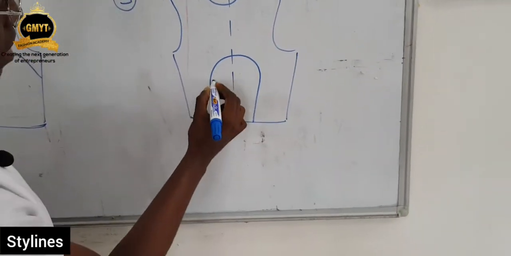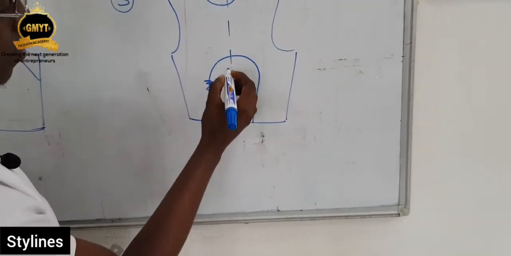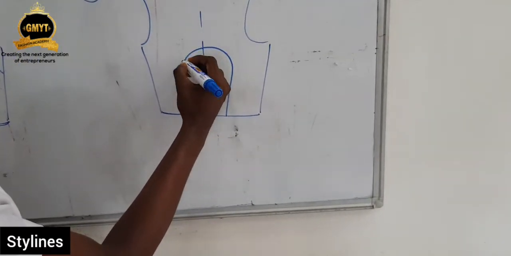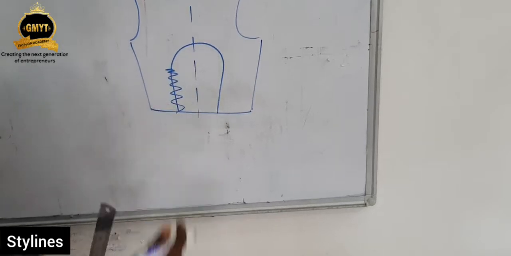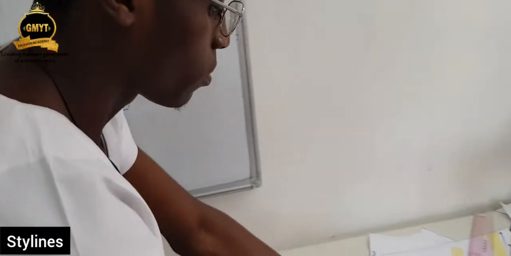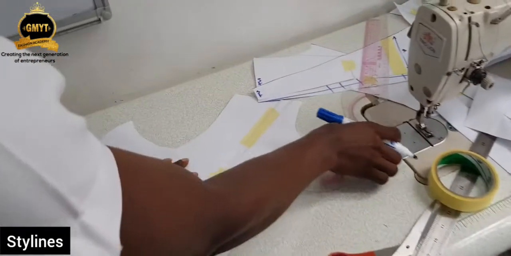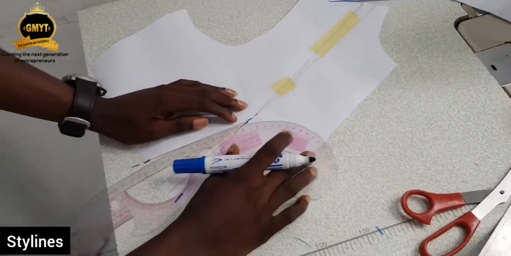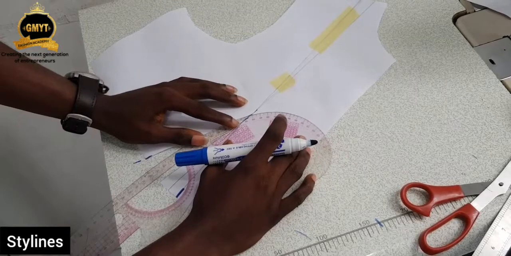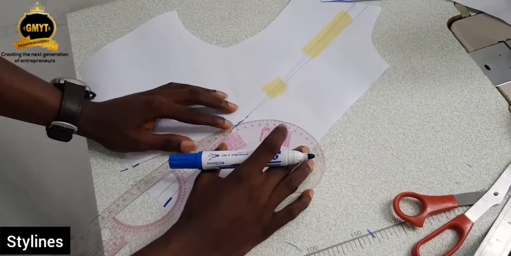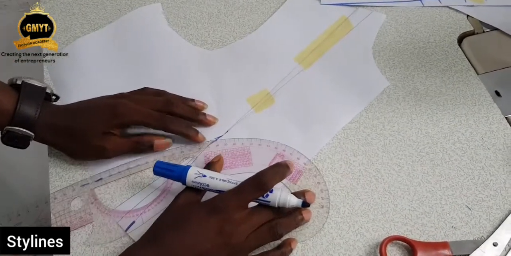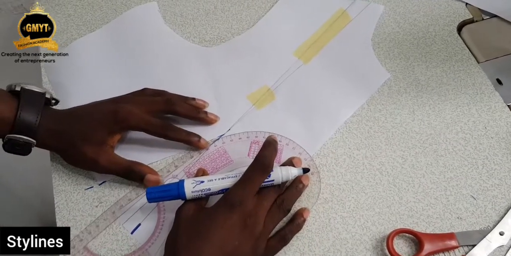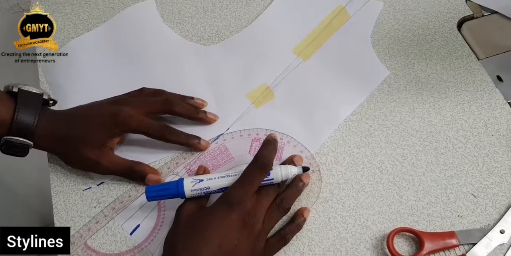I already have my dart. So now, my style line comes all the way from my center front, connecting back to my bust point with a curve now. So depending on how you want the curve to look in your design, you connect it back to your bust point.